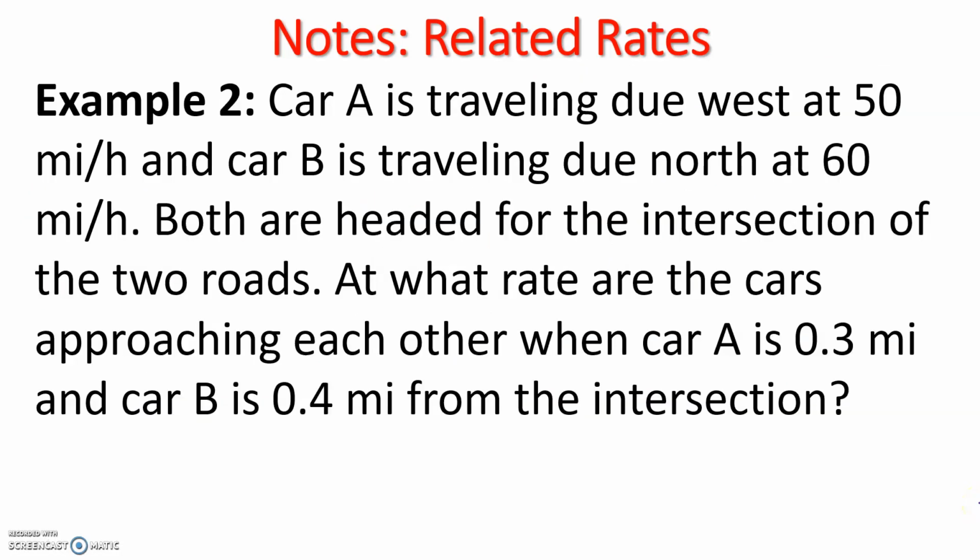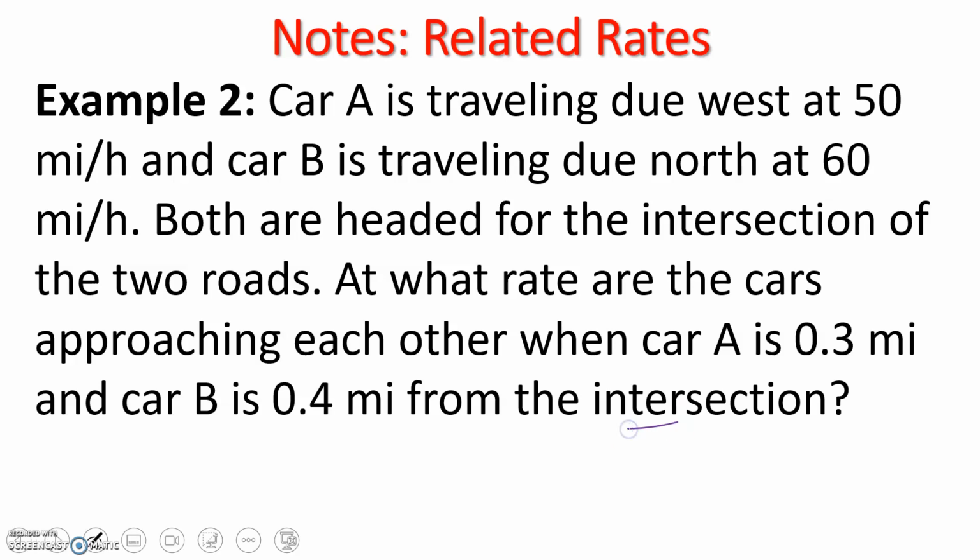All right, let's take a look at example 2. Car A is traveling due west at 50 miles an hour. Car B is traveling due north at 60 miles an hour. Both are headed for the intersection of the two roads. At what rate are the cars approaching each other when car A is 3/10 of a mile and car B is 4/10 of a mile from the intersection?